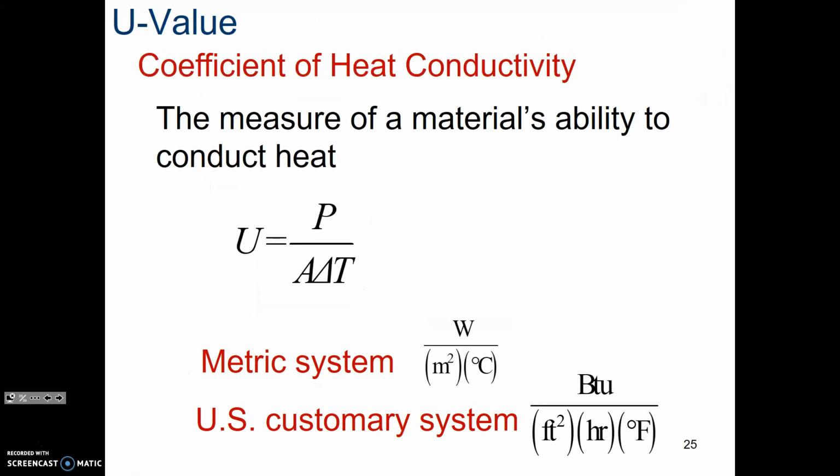Now we're going to move into something that's a little more fun, and it's called the U value. The U value is called the coefficient of heat conductivity. It's the ability for something to conduct heat, and that is just equal to power over area times the difference in temperature. In the metric system, it's watts per meter square per degree Celsius, or in US, it's BTUs per square foot hour per Fahrenheit.